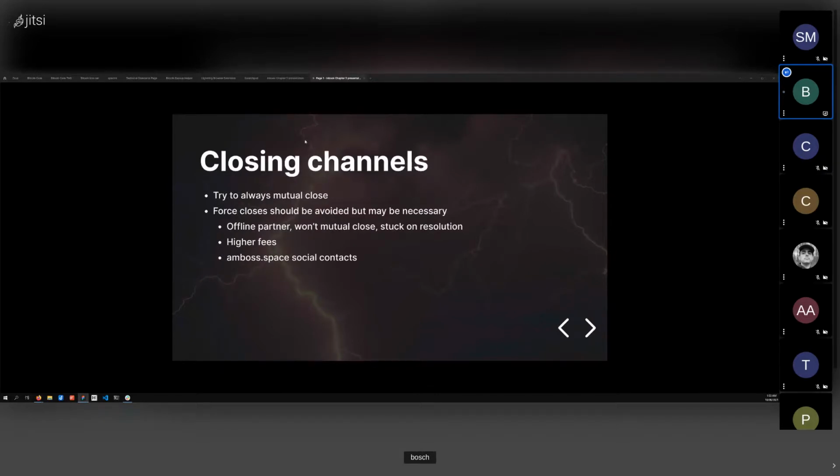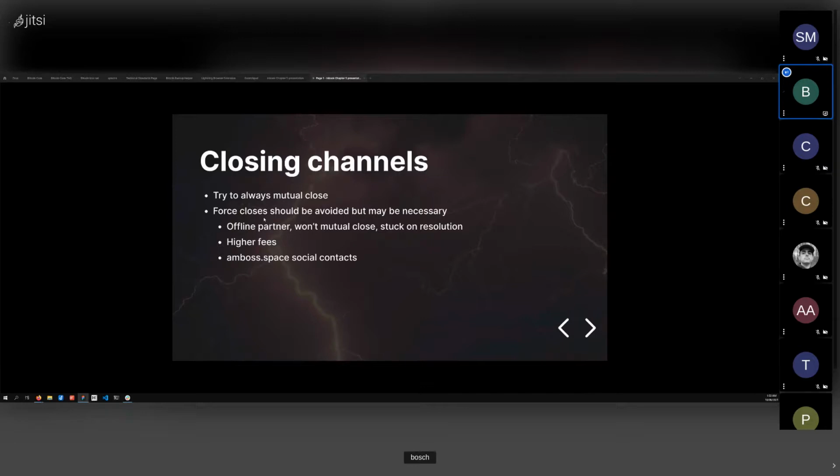So closing channels. You always want to go for a mutual close. That pretty much means that you and the other partner both agree to close the channel. They both agree on the most recent commitment transaction, and that gets broadcast to the Bitcoin network. You want to do that for a range of reasons. Generally, you'll get lower fees than with a forced channel close or a protocol channel close. I think that's the only other real variant, but mutual close is what you always want to go for. Ideally, you don't really want to close your Lightning channels.